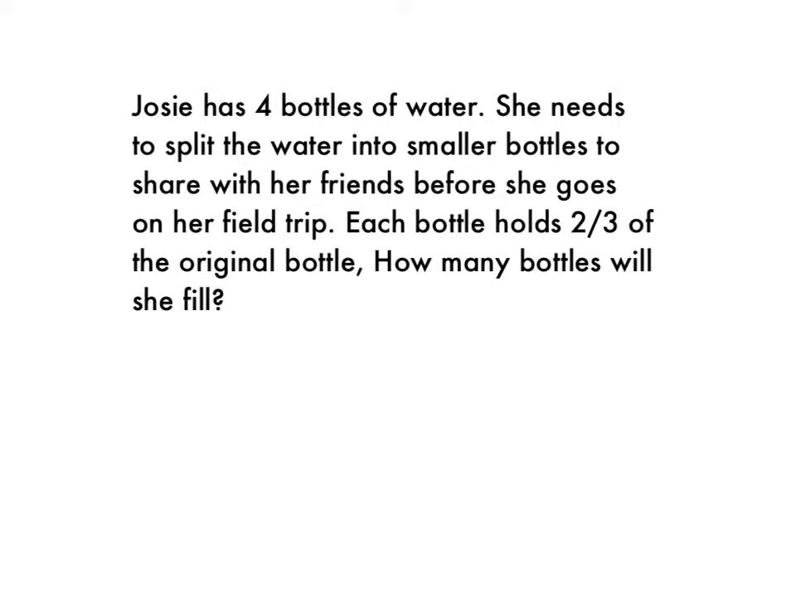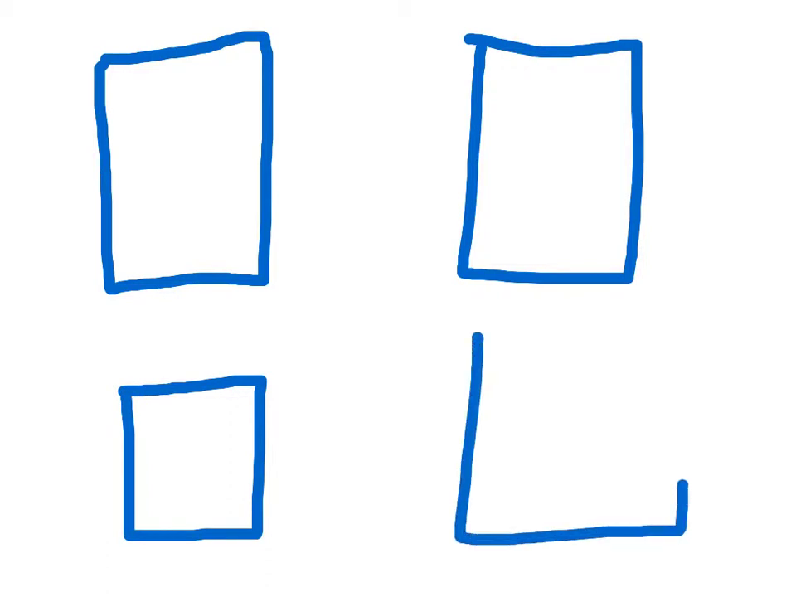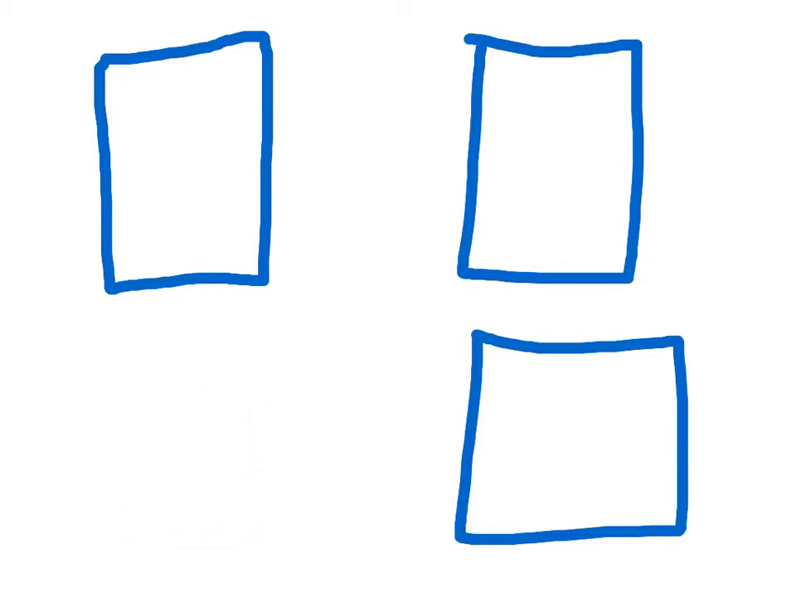So the first way I'm going to show you how to do this is visually. So I'm going to draw 4 bottles here. I'm drawing them vertically, but you can draw them horizontally. I'm just drawing them vertically to make them look more like bottles. I'm also drawing the lids on them.